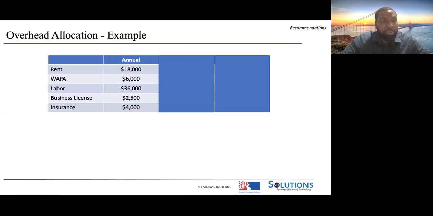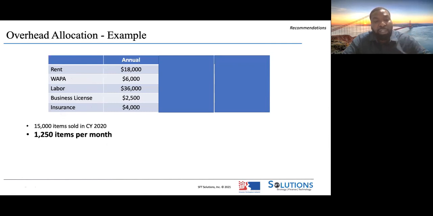So here's an example. Let's say you're selling t-shirts, I think we have a health food store here. We have a shoe store. So on top of, say, the price for a pair of shoes, you have all of these different costs that you incur, and you have to figure out how to add that price to each good to make sure that you're making margin on each good, right? So you know what your rent is, you know what WAPA is, you know what labor is, you know what your business license costs, you know what insurance costs.